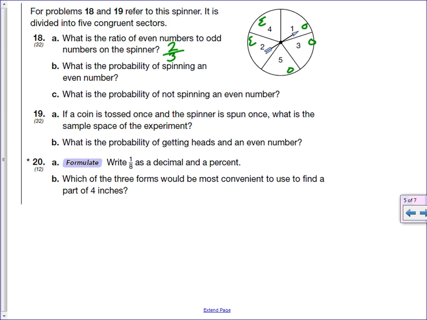What is the probability of spinning an even number? So now we look at, there are 2 even numbers out of 5 possible numbers. So remember, probability is how many of that there are out of how many total. What is the probability of not spinning an even number? Well, that would mean you spin an odd number, and there are 3 odd numbers out of 5 total numbers.